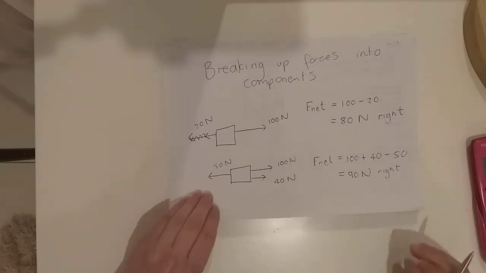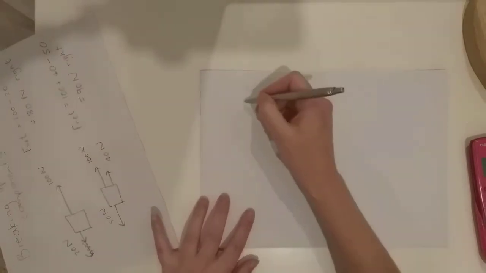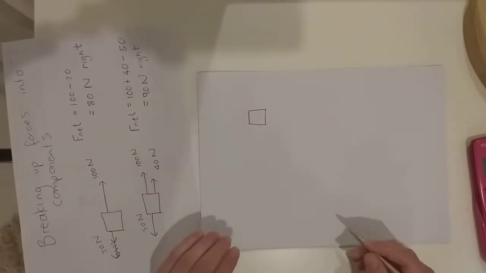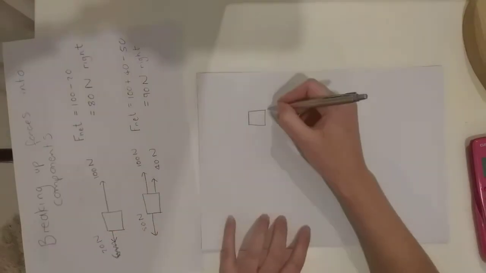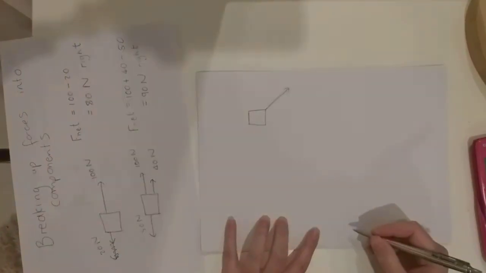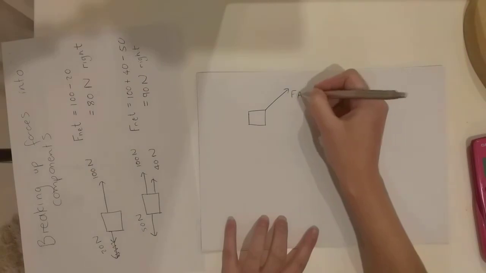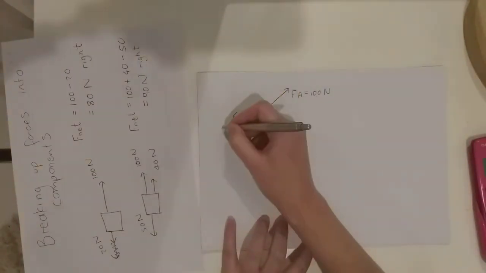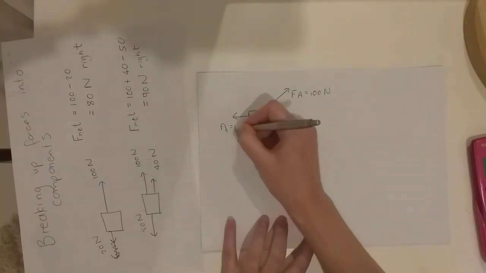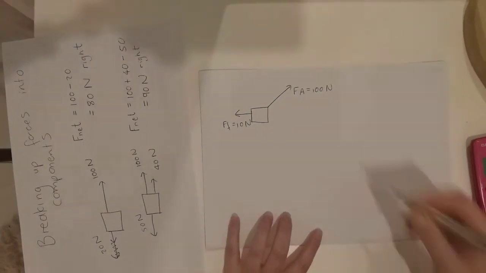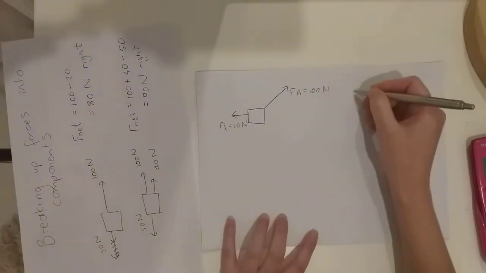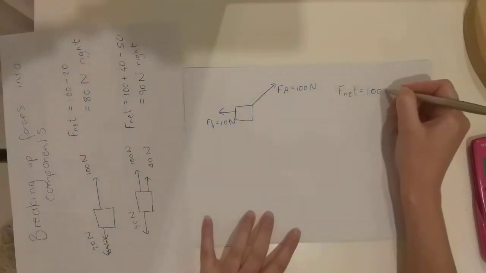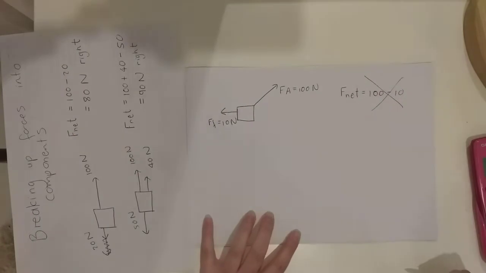right. Now, what if you have an object which is not acted upon by a force that's perfectly horizontal or vertical, but rather at an angle? So let's say you're applying a force of 100 newtons. Let's say there's friction on this box of, let's say, 10 newtons, and you have to work out the net force. Now, what you are not allowed to do is go 100 minus 10 newtons.